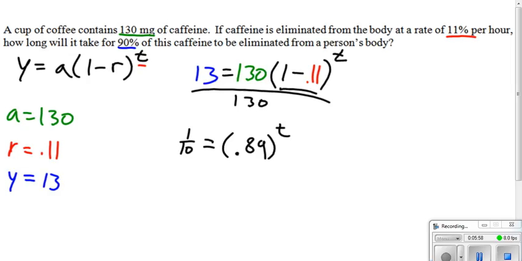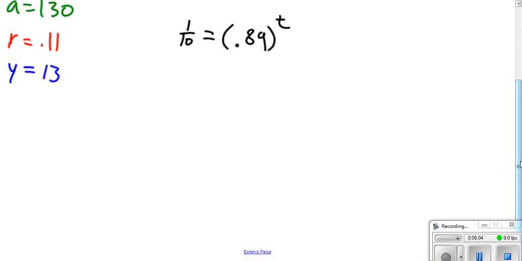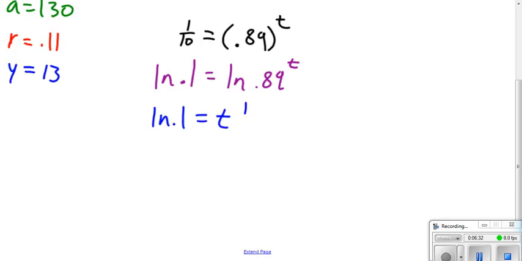Now here is where our properties of logarithms come into play. We can either use log or we can use natural log to solve this. I'm going to use natural log because I usually think of natural log as more of our growth and decay function, so we'll use that one. So we'll take the natural log of both sides. Natural log of 1/10, or 0.1, equals the natural log of 0.89 to the power of t. Again, going back to using our properties, we would say the natural log of 0.1 equals t times natural log of 0.89. Because we had t out here, we can move it out front.